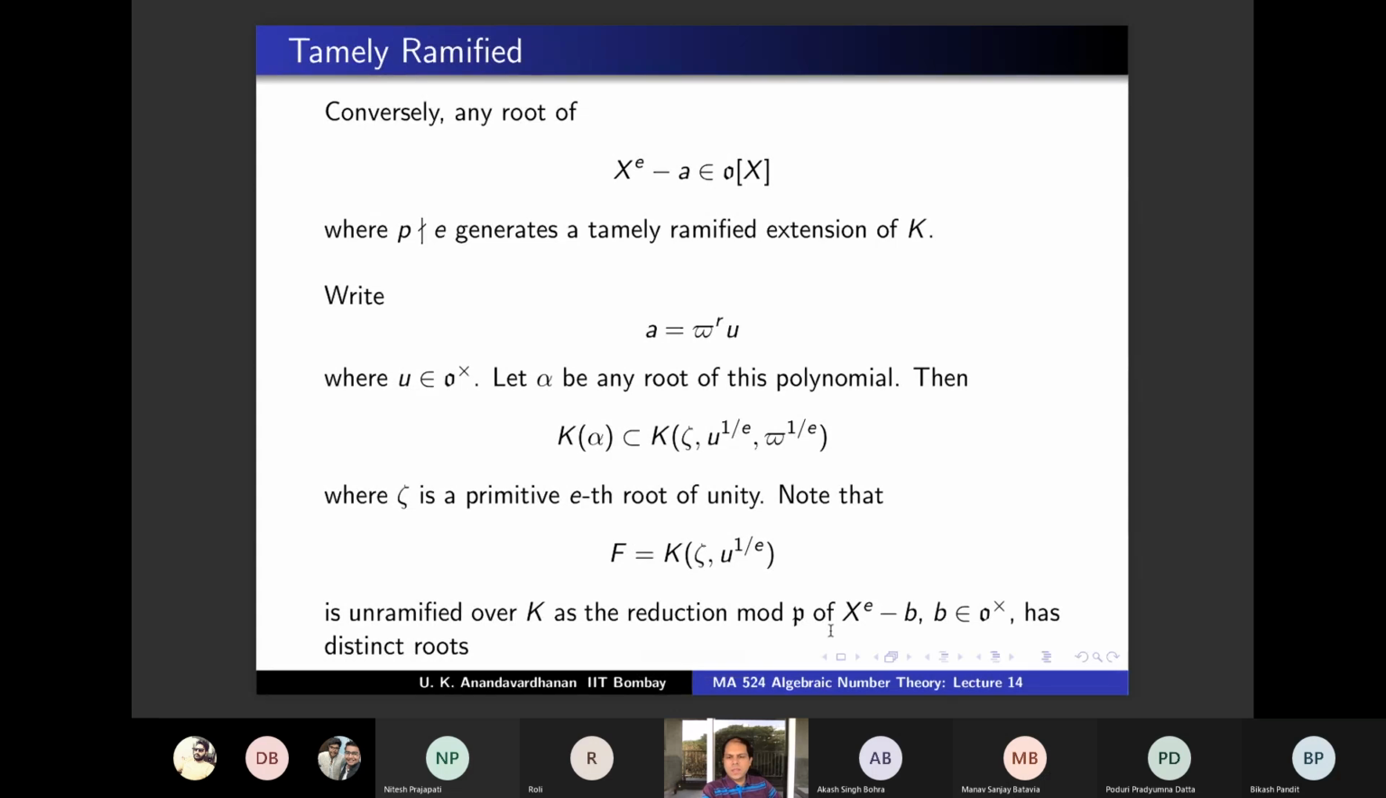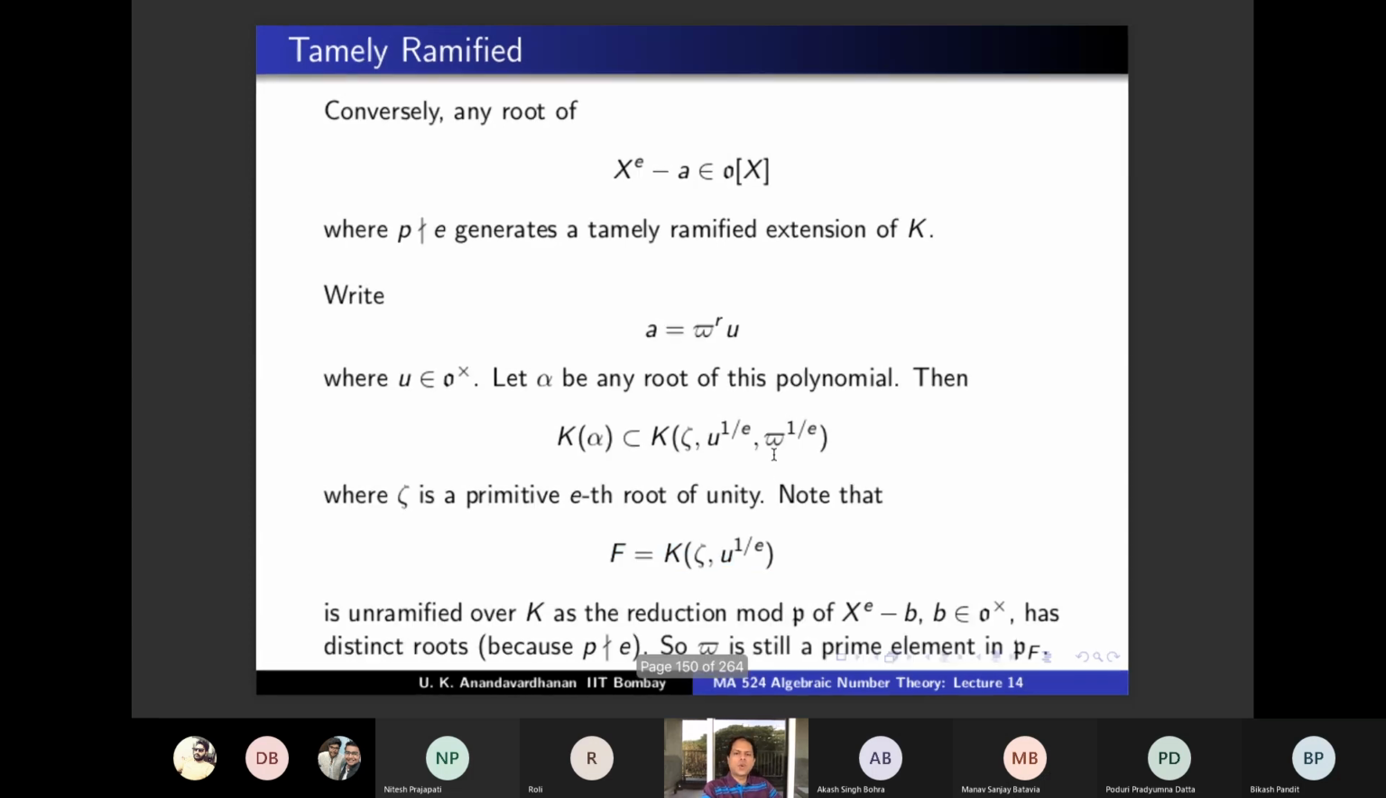The reduction mod p of x power e minus b, where b is any unit, has distinct roots. Why does this have distinct roots? It's not always true, but it is true because of the condition that p doesn't divide e. If e was p, then x power p minus b is the same as (x minus b power 1 by p) whole power p, and then all the roots are the same. Because p doesn't divide e, this has distinct roots, and therefore this is an unramified extension. Therefore this extension, this field over this field, is totally ramified.